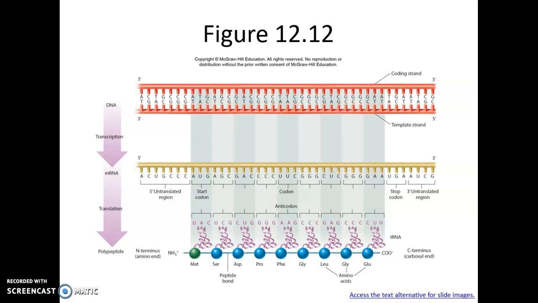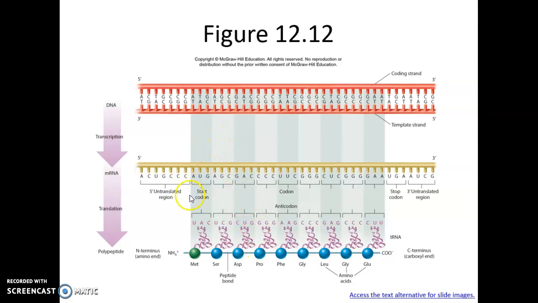This is a brief explanation of translation, the second part of the central dogma for general biology at RCBC. We already talked about transcription, which was using DNA to make RNA. Now we want to discuss how RNA is translated, the language of nucleic acids translated into the language of amino acids to build a protein.